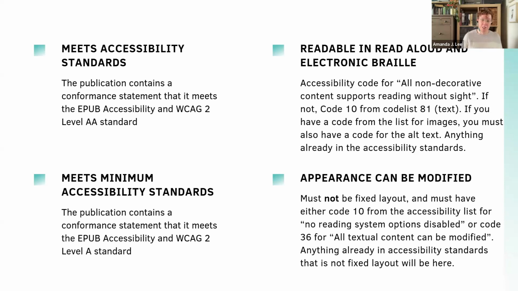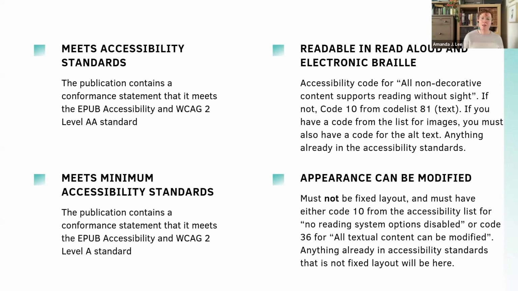So that first filter was meets accessibility standards. This is defined as the publication contains a conformance statement that it meets the EPUB accessibility and WCAG 2 level AA standard. We will have a FAQ. This will be in plain language for librarians. It does not necessarily need to be this intense. For our purposes, this means anything with those codes for EPUB accessibility and WCAG levels 2 or AA will be in meets accessibility standards. Anything with codes better than that will also be here. If you're a Benetech certified publisher and you add those 3 codes I listed, you're going to be here for sure. You'll just land there right away. Otherwise, you'll need to go through ACE by DAISY to see if you meet those specifications.